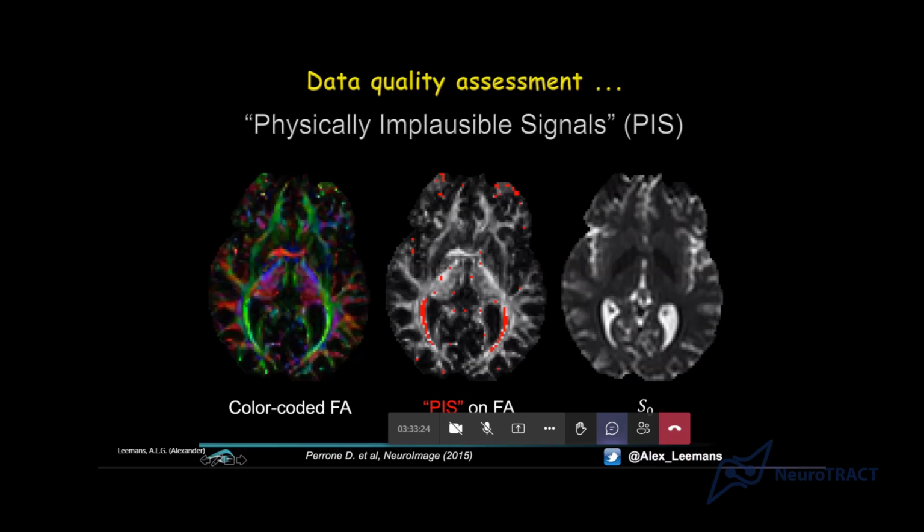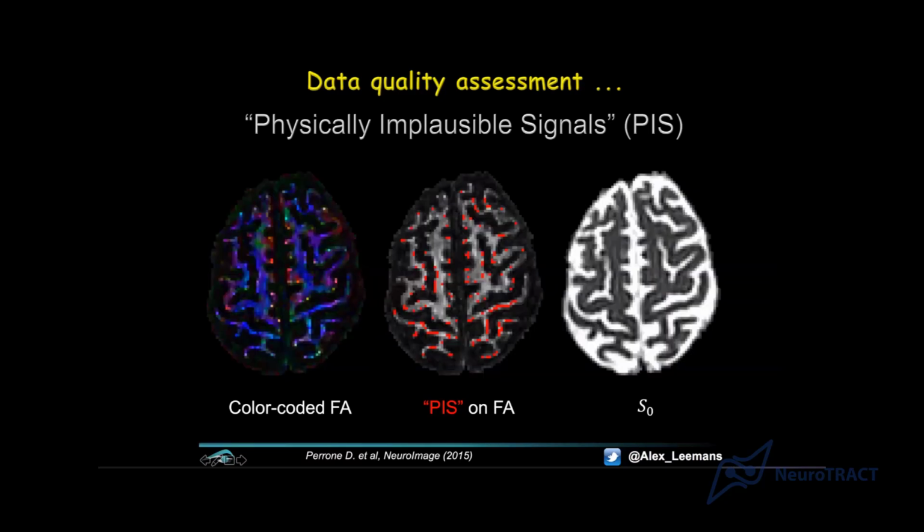So moving on, here's another example. And once you see it, you cannot unsee it, right? If you now look at the color-encoded FA map, you can already visually see the sparks, the little light bulbs appearing. If you go to the middle map where you show the PIS map, identify those voxels that have this undershoot-overshoot issue, and then go back to the non-diffusion weighted signal, you can actually see the cause of the actual artifact.